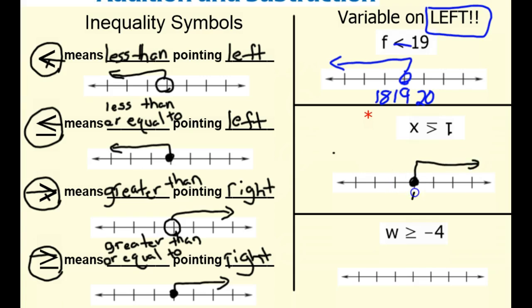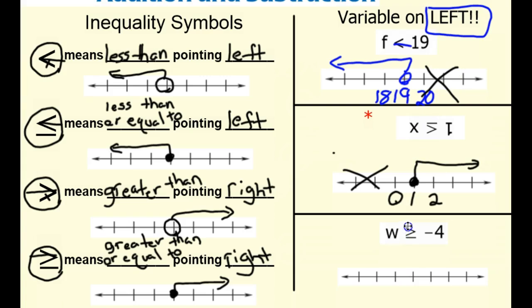And we label it 1, and then 2, and 0. What this closed circle is saying is that it can also be 1 and anything above it. So it can be 1 and anything that is greater than 1. It cannot be anything below 1. Just like up here, it cannot be anything above 19.